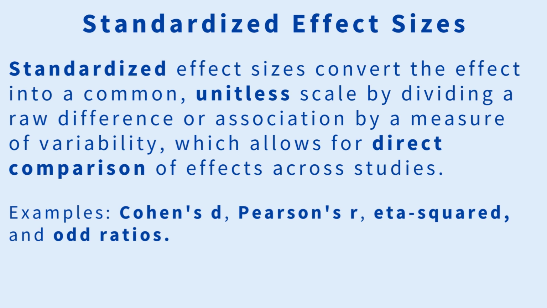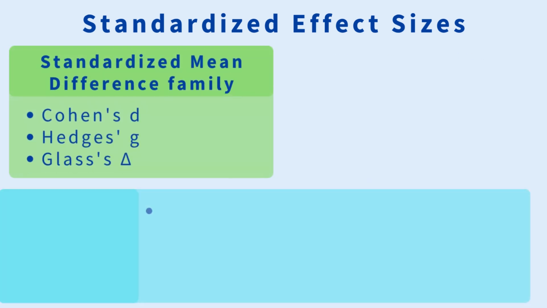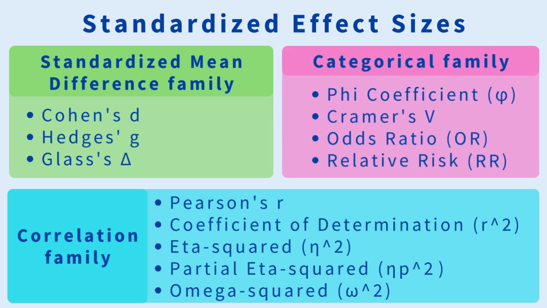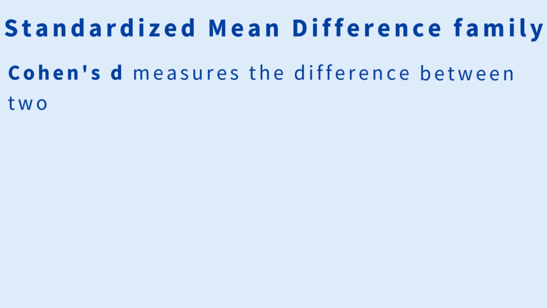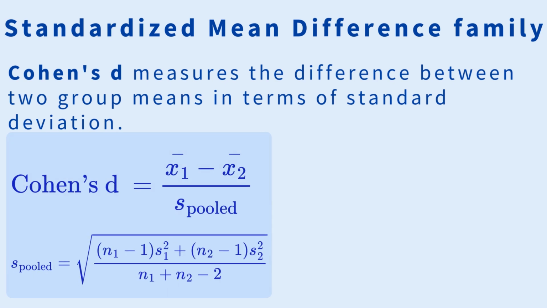Let's explore some widely adopted standardized effect sizes, typically grouped into three main families: the standardized mean difference family, the correlation family, and measures designed for categorical data. Cohen's d measures the difference between two group means in terms of standard deviation, which is calculated by dividing the difference between the means by their pooled standard deviation.